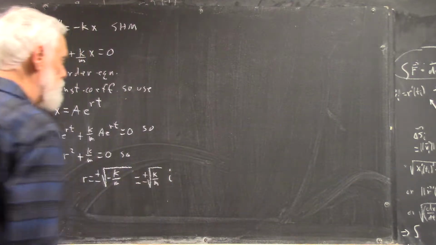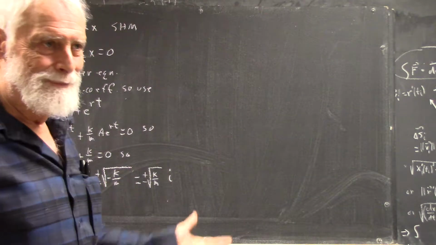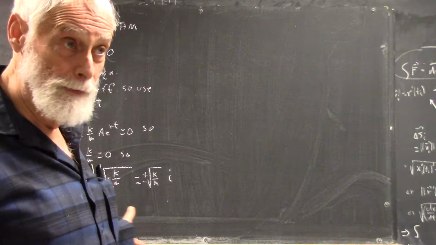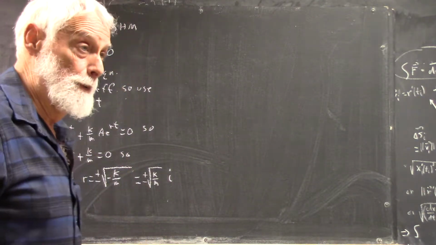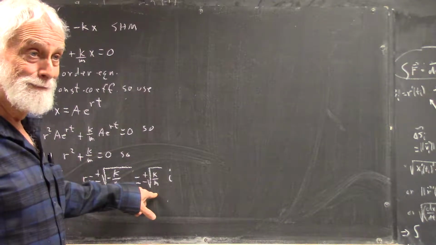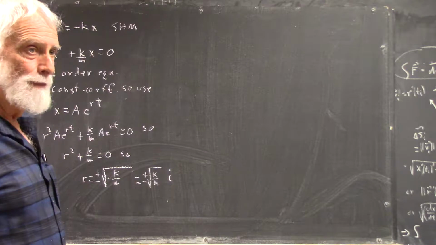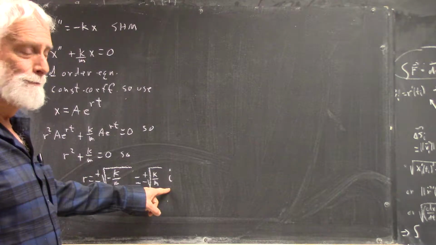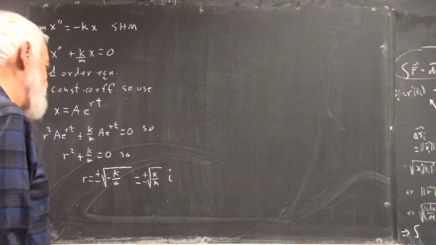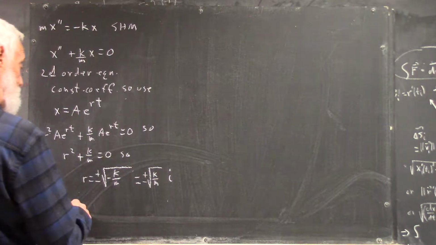We are going to call the square root of k over m omega, but that's because what we know from physics, because we know simple harmonic motion, okay? But what we have is this, imaginary. If you don't understand where that i comes from, figure it out. I'm not going to explain it.